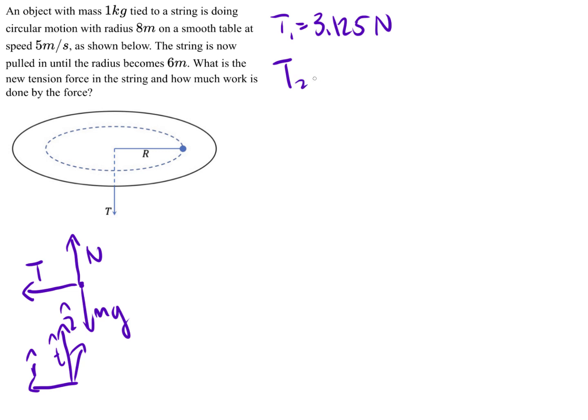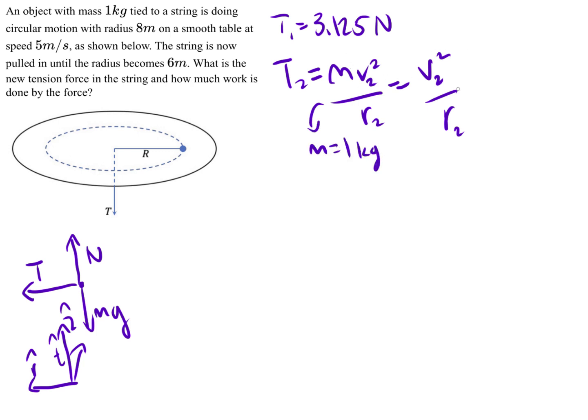Similarly, T2, the tension in the second case when the string is pulled in, is equal to m v squared over r. In this case, we use the radius and the velocity of the new case. This is simply equal to v2 squared over r2, because the mass equals 1, so 1 times anything is still itself, and we can get rid of that. We need to figure out what v2 is. We can do that using angular momentum conservation.